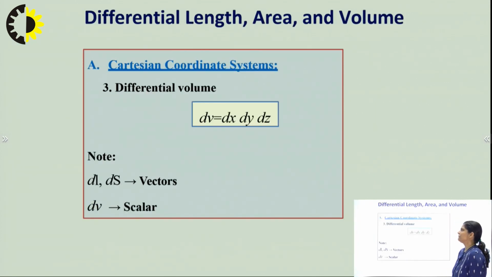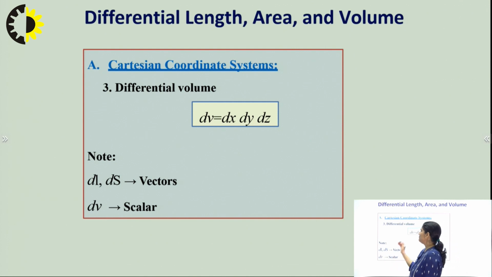Now the third one is differential volume. Volume, you all know, is length, breadth, height. In the case of Cartesian coordinates, it is represented as differential length in the x axis, dx, differential length in the y axis, dy, and differential length in the z axis, dz. So differential volume is equal to dx dy dz. Here dl, the differential length, and the differential surface are vector quantities, and dv, the differential volume, is a scalar quantity.